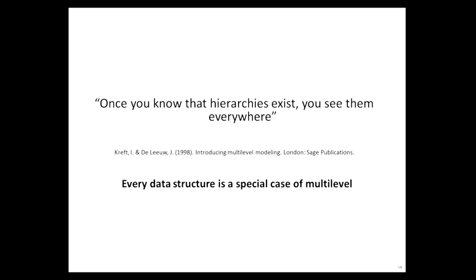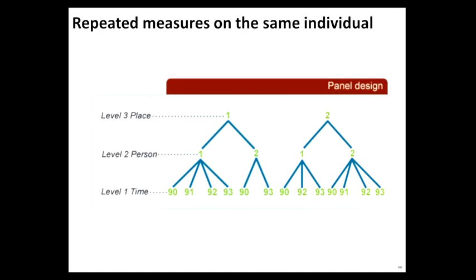We can extend that, and a quote that I really like is that once you know that hierarchies exist, you see them everywhere. This is a quote by one of the pioneers in the multi-level model, Ita Kreft and de Leeuw, in one of their books. And one might argue that every data structure is a special case of multi-level. So what do I mean by that? Well, let's take another thing that structures data, time. So far I talked about place that can structure the data.